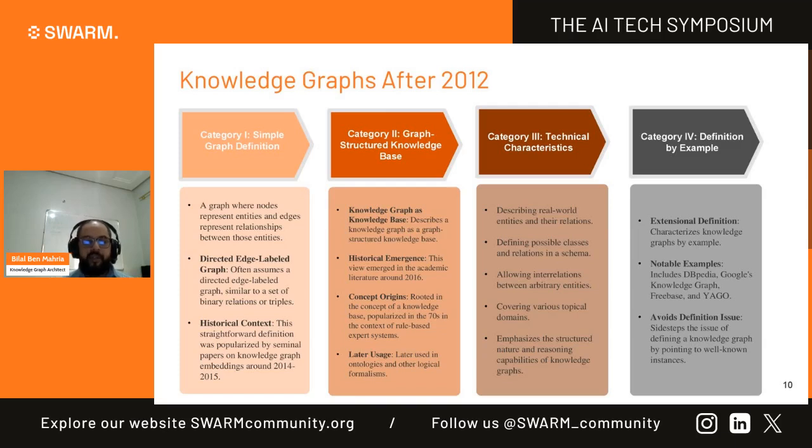And finally, we have category 5. It's the category where we define a knowledge graph by example. So instead of a strict definition, it highlights well-known knowledge graphs like DBpedia, Google, YAGO, Freebase. This is a practical approach that helps us understand what a knowledge graph is by looking at existing examples, but it does not provide a precise definition.